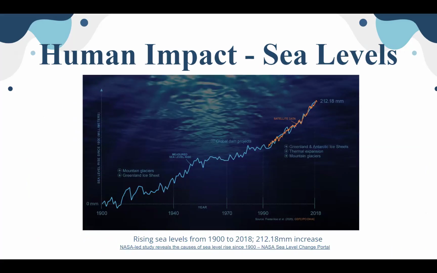As shown in the graph, there has been a steady, steep rise in sea levels from the 1900s to 2018, a total increase of over 212 millimeters. This rise, combined with acidification, creates a stressful environment for coastal ecosystems, as they are targeted by both rising, warmer waters and increasingly acidic conditions.